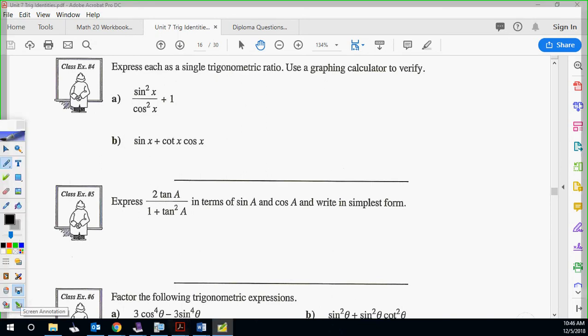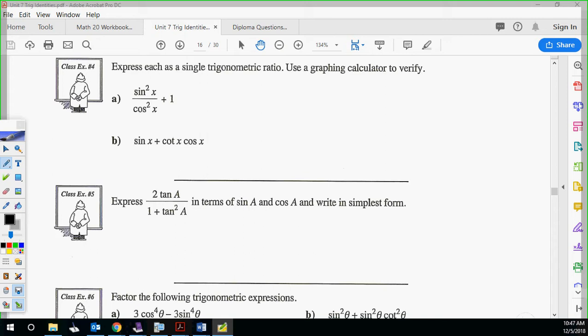All right. So it says, express each as a single trig ratio. Use graph calculator to verify. So we're going to write that as a single trig ratio. Okay, so right now there's sine squared, there's cosine squared. So we want to write that as a single.